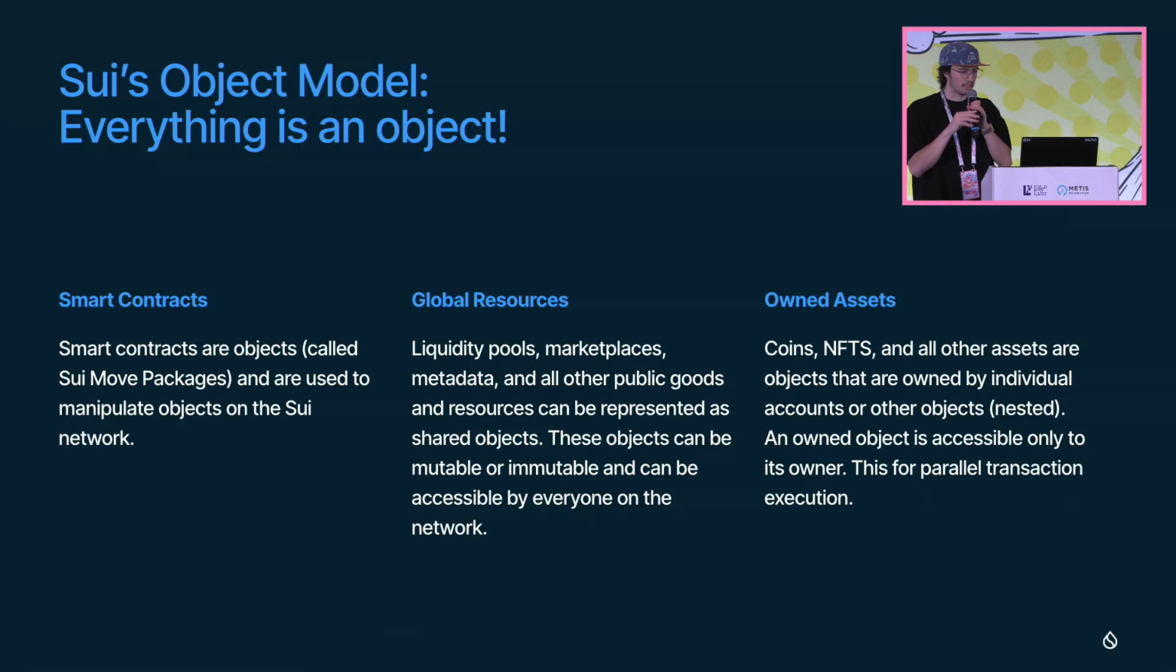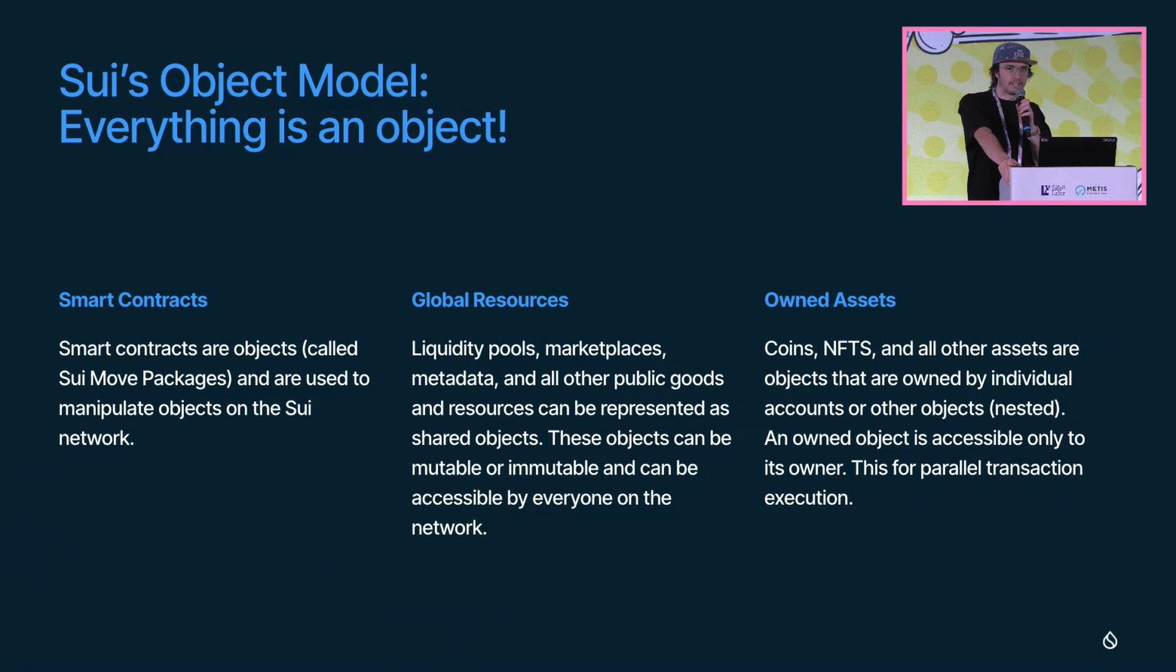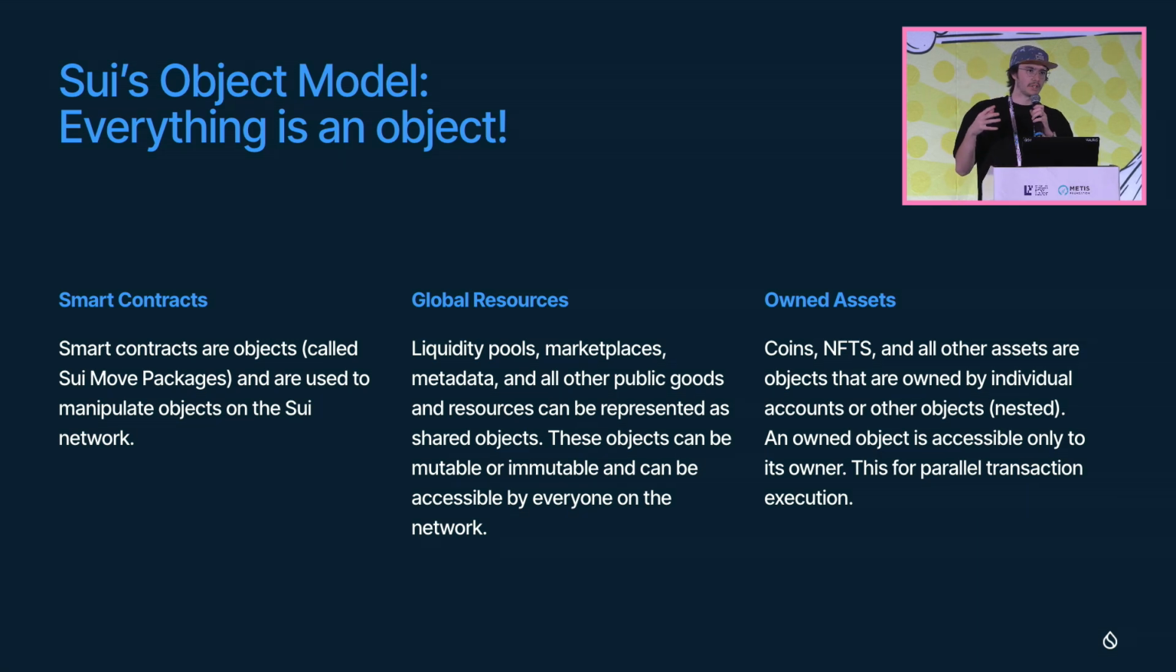Okay, so on SWE, the rule of thumb is that everything is an object. When you deploy a smart contract, it lives on chain as an immutable object, and it is used to manipulate other objects on chain. Global resources such as liquidity pools, marketplaces, NFT metadata, those are typically stored on chain as shared objects. A shared object can either be immutable or mutable and is accessible by anyone on chain.